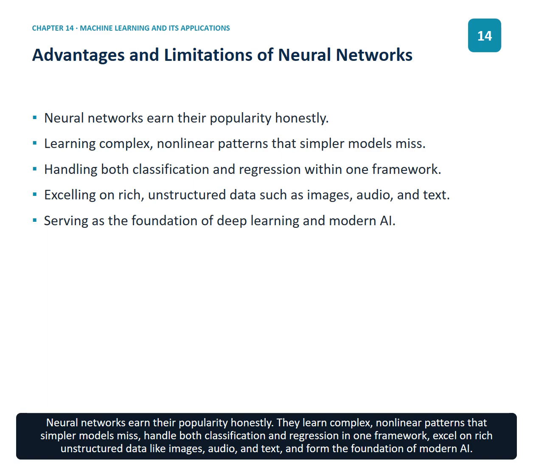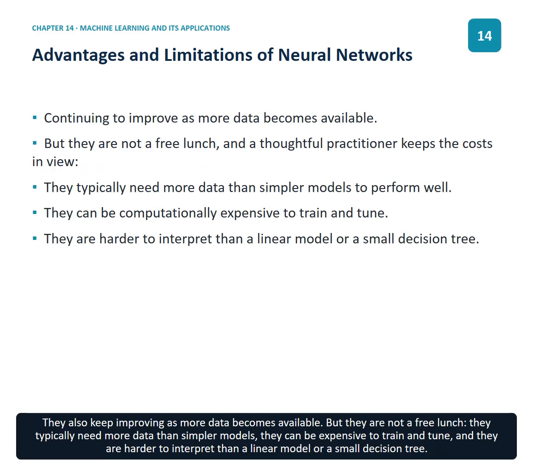Neural networks earn their popularity honestly. They learn complex, nonlinear patterns that simpler models miss, handle both classification and regression in one framework, excel on rich unstructured data like images, audio, and text, and form the foundation of modern AI. They also keep improving as more data becomes available, but they are not a free lunch.